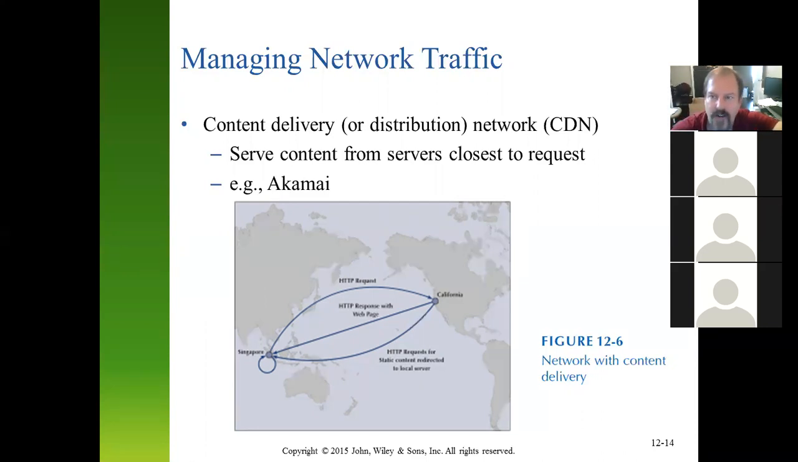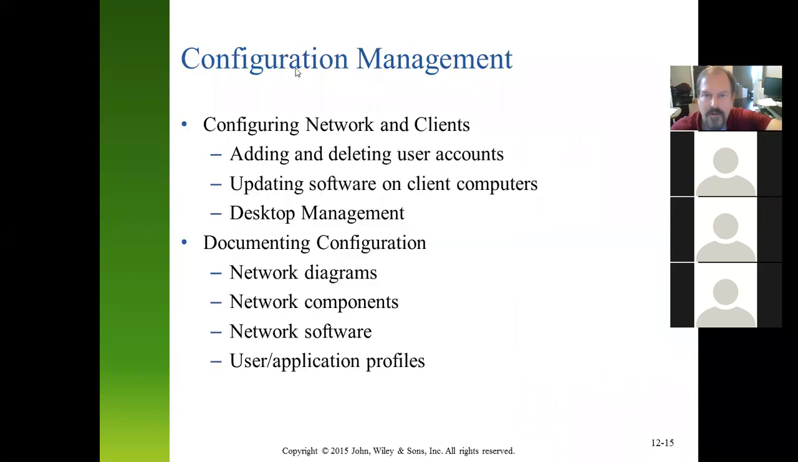Content delivery networks. Again, this is solving the problem of reducing network demand. We talked about that a couple of chapters ago. How do we reduce network demand? One way is to move a lot of that static data closer to the users, physically closer to the users.